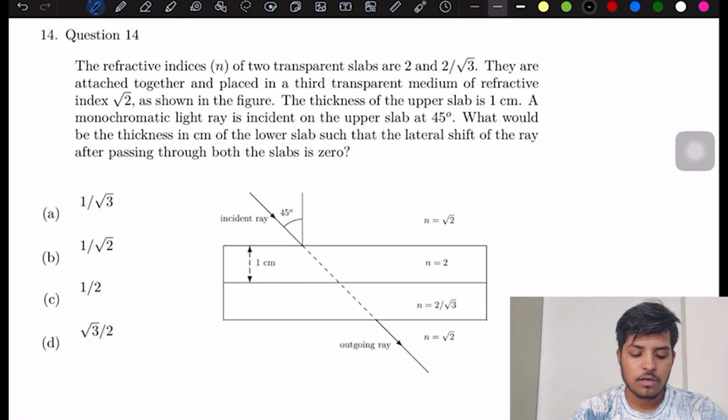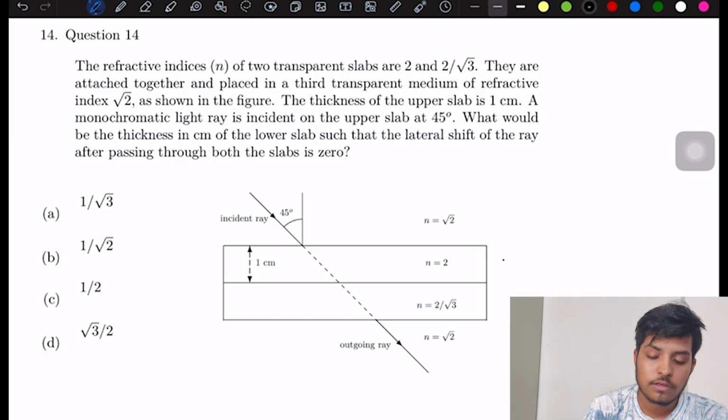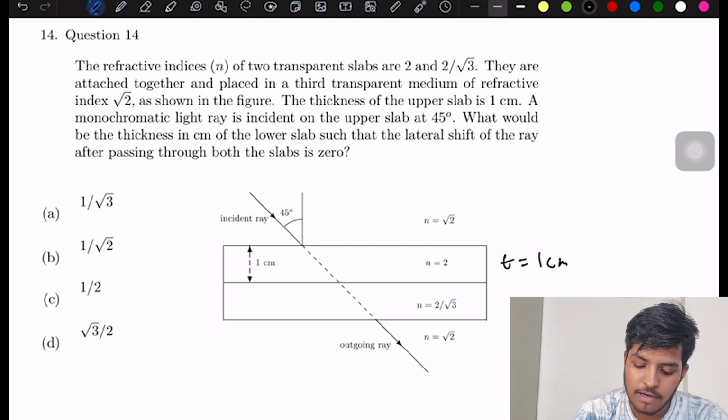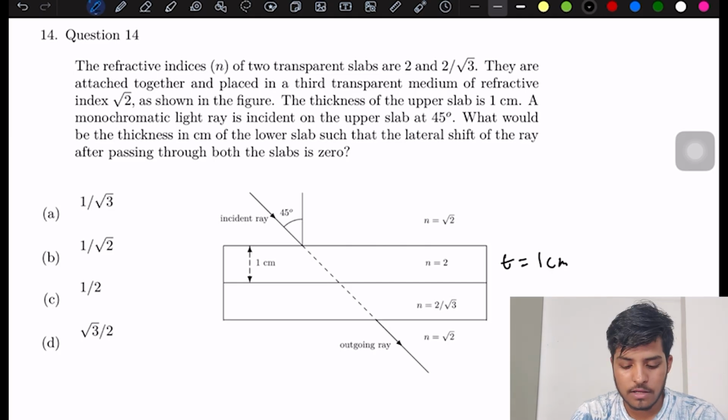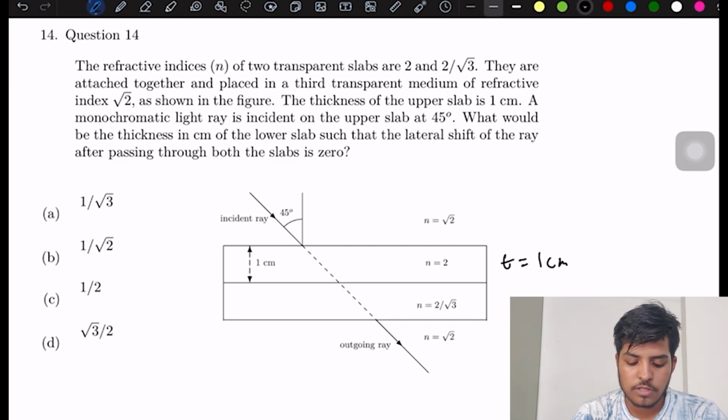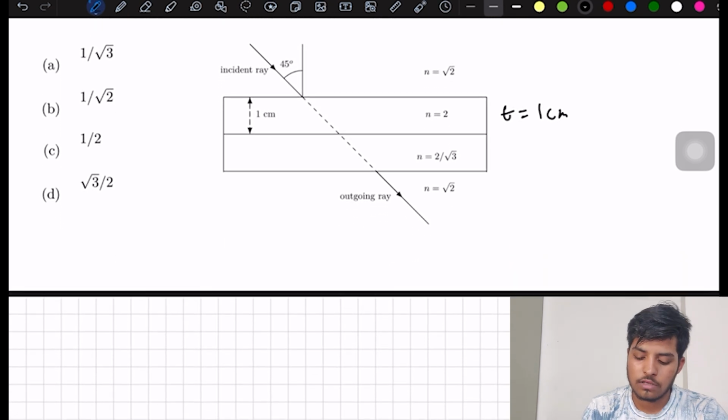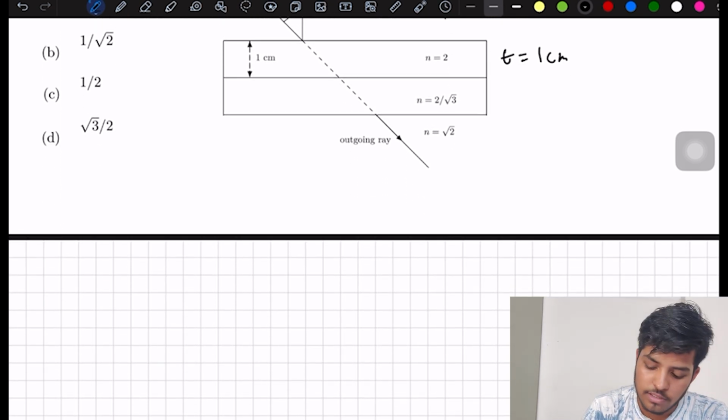So thank you. The refractive indices of two transparent slabs are 2 and 2 upon root 3. They are attached together and placed in a third transparent medium of refractive index root 2 as shown in the figure. The thickness of the upper slab is 1 centimeter. The monochromatic light is incident on the upper slab at 45 degree. What could be the thickness in centimeter of the lower slab such that the lateral displacement is 0? So we know the formula of lateral displacement as d equals t into tan theta.